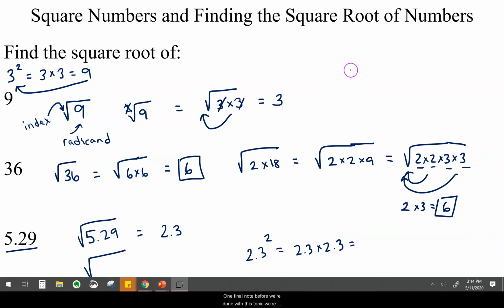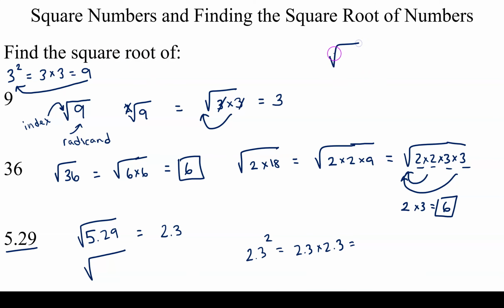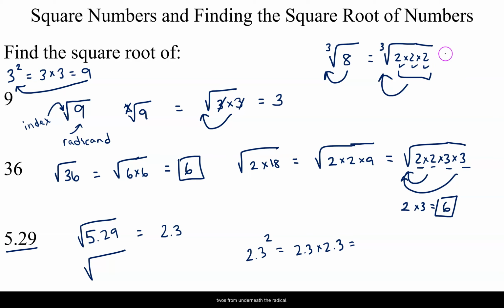One final note before we're done with this topic. We're specifically talking about square roots, but you could be talking about any root. So let's just take a look at a cubed root. So if we have the number 8, what this is telling us is to pull out numbers 3 at a time. So 8 is the same thing as 2 times 2 times 2. You'll see I have 1, 2, 3 2's. So I can pull out 3 2's from underneath the radical, and the cubed root of 8 is 2.